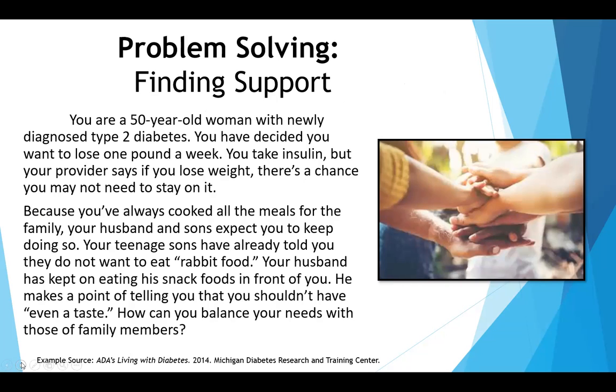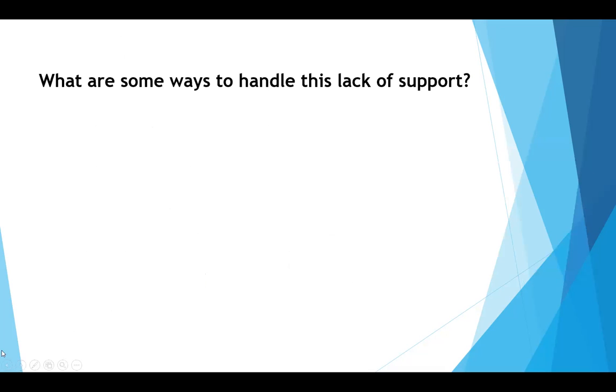All right. You want to lose a pound a week. You take insulin, but your provider says if you lose the weight, there's a chance you may not need to stay on insulin. You're reading through this, and the family is not really looking forward to what they perceive as changes to their diet. The husband is still eating his Oreo cookies and things like that in front of you, and makes a point that you shouldn't even have a taste of this. So how do you balance your needs with those of the family members, and how do you deal with this kind of support, or what we would say lack of support?